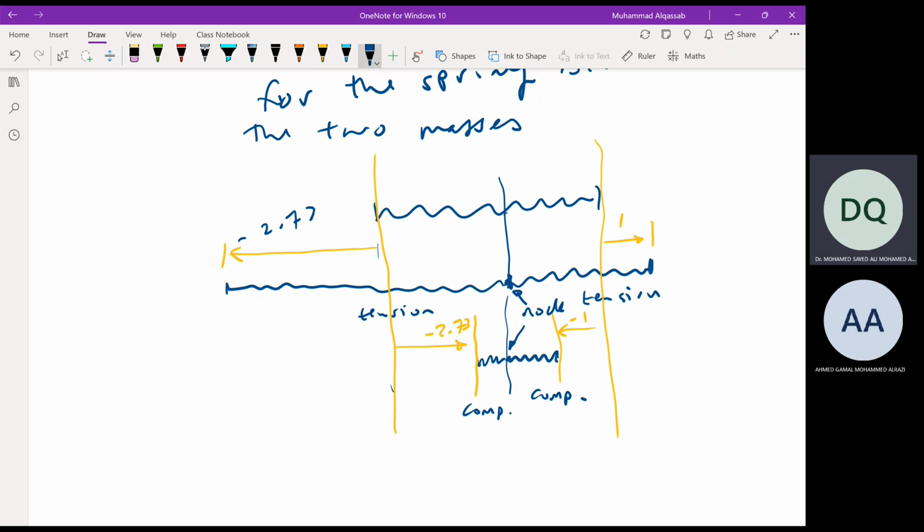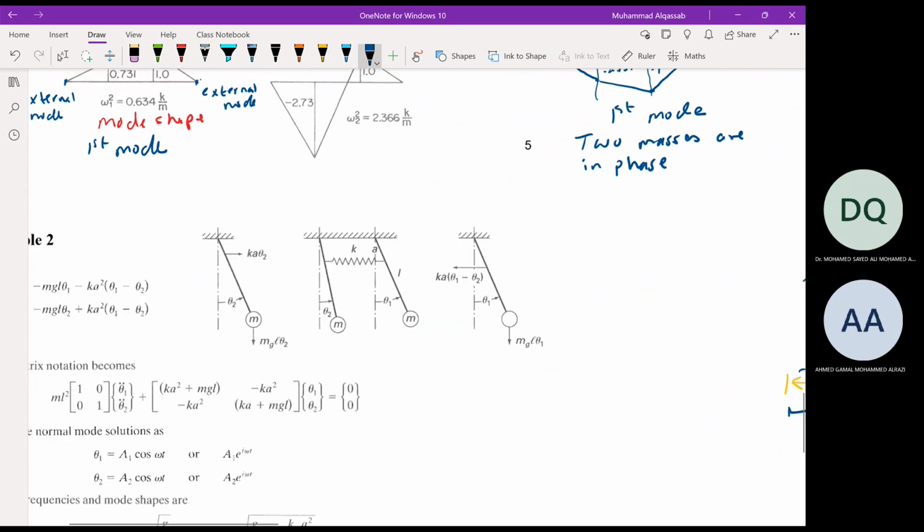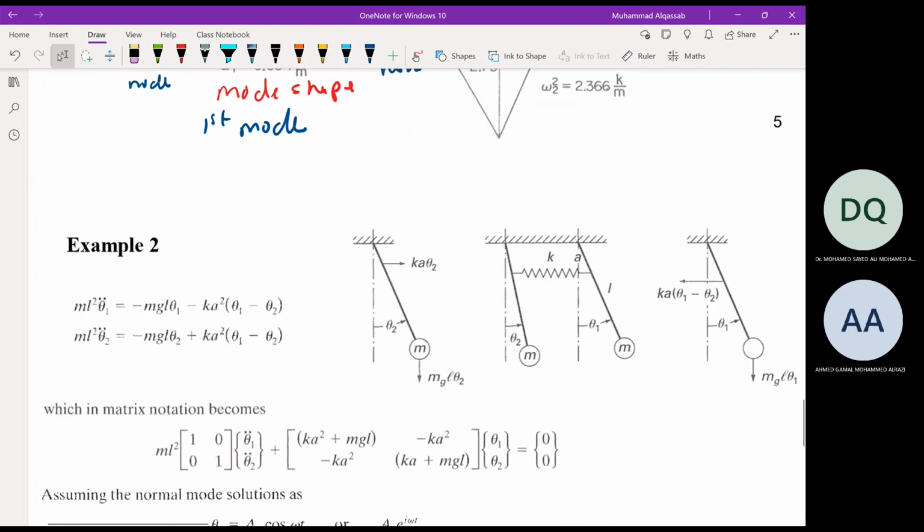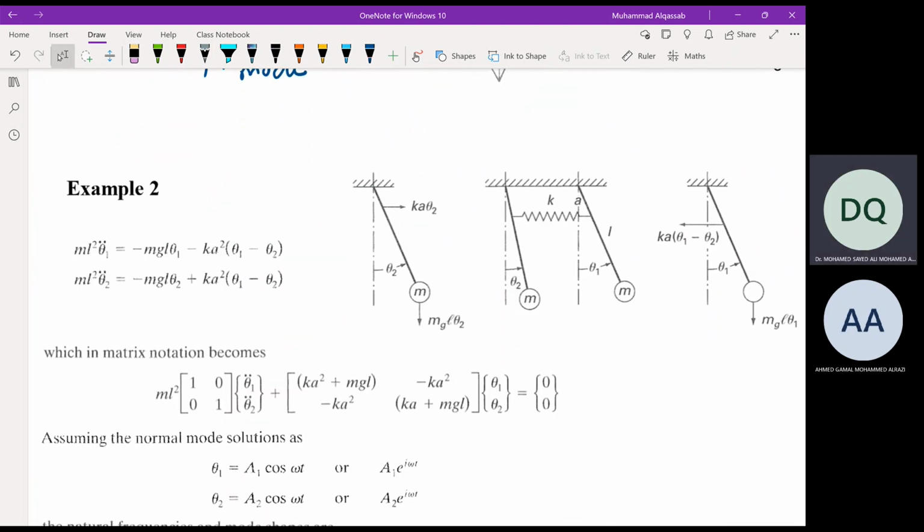Which means 0 displacement. And this makes the spring highly active and under loading more than the other two springs. Okay, if you have no questions, we move to example 2. Example 2 is about pendulums.